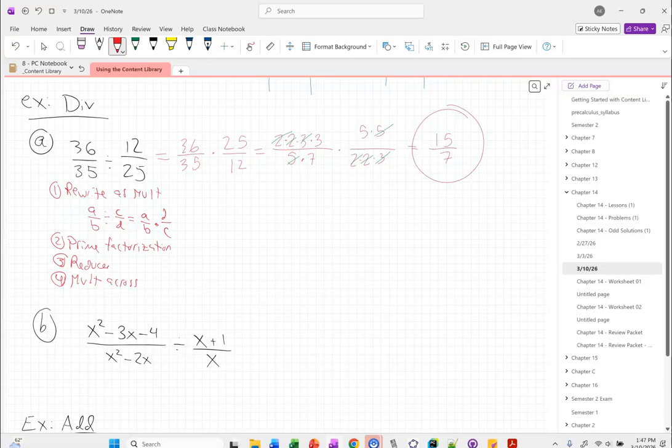What we don't want to do is multiply 36 and 25, and then 35 and 12, and then have to factor those numbers to reduce, because that's going to be a nightmare. The bigger the number is, the harder it is to factor. We want to reduce and then multiply, especially when we're dealing with polynomials. You've seen how much more difficult it is to factor a degree 4 polynomial than a degree 2 polynomial. You don't want any part of that.